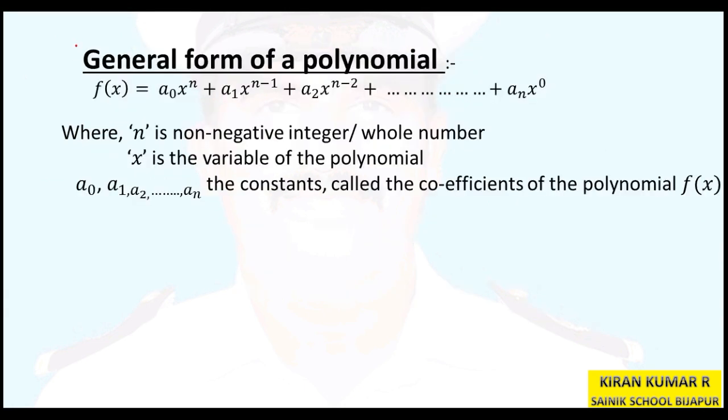Let us see the general form of a polynomial. f of x is equal to a naught x to the power n plus a1 x to the power n minus 1 plus a2 x to the power n minus 2 plus so on plus an x to the power 0, where n is a non-negative integer or whole number. x is the variable of the polynomial. a naught, a1, a2 till an are the constants called coefficients of the polynomial f of x.